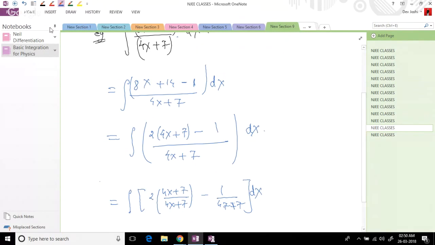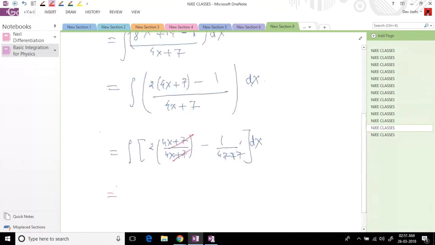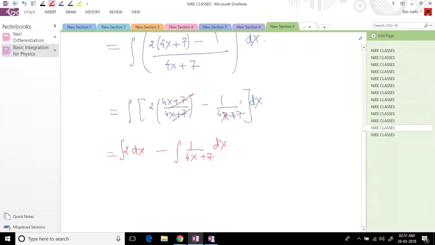Correct? So I think these terms will be cancelled out. First term, 4x plus 7 and 4x plus 7 will be cancelled out, right? So what we are left with, that is equal to integral of 2 dx minus integral of 1 upon 4x plus 7 dx. Correct?